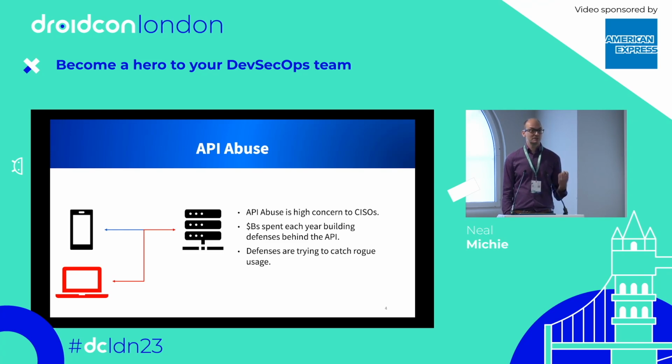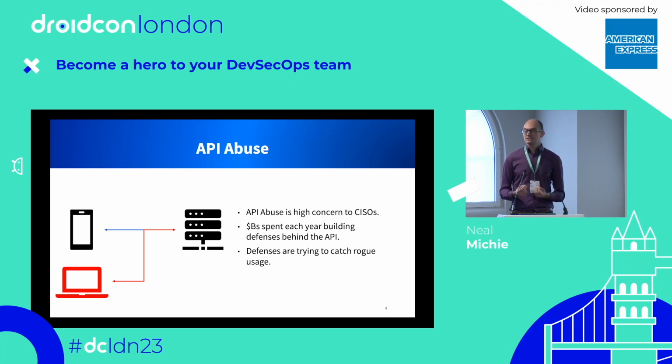If you talk to a CISO of a large organization, you talk to security architects, the DevSecOps team, and you ask them to list their top concerns, API abuse is always in the top two. Any discussion I've ever had with these professionals, API abuse is always number one. If not, it's number two in their concerns and what they're worried about. And that's why they spend billions and billions of dollars or pounds or euros each year building defences that they build behind the API in the server side.